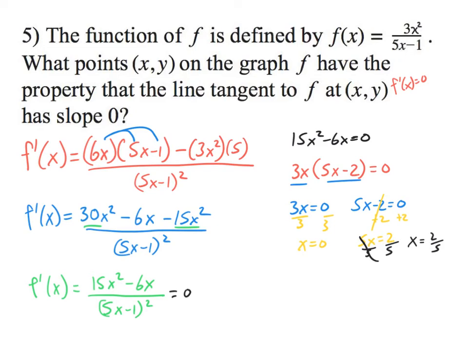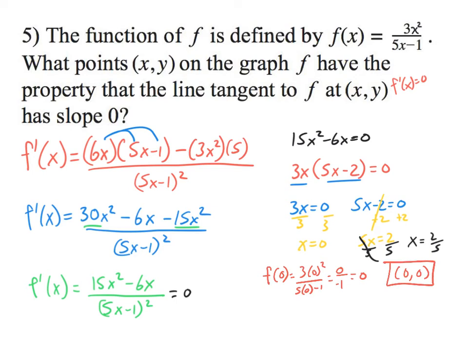So here we go. We've got to finish this one off. So this will be f of 0 is going to be 3 times 0 squared over 5 times 0 minus 1, which if you think about this is just going to be 0 over negative 1, which is 0. So the first coordinate is 0, 0. That's one answer.